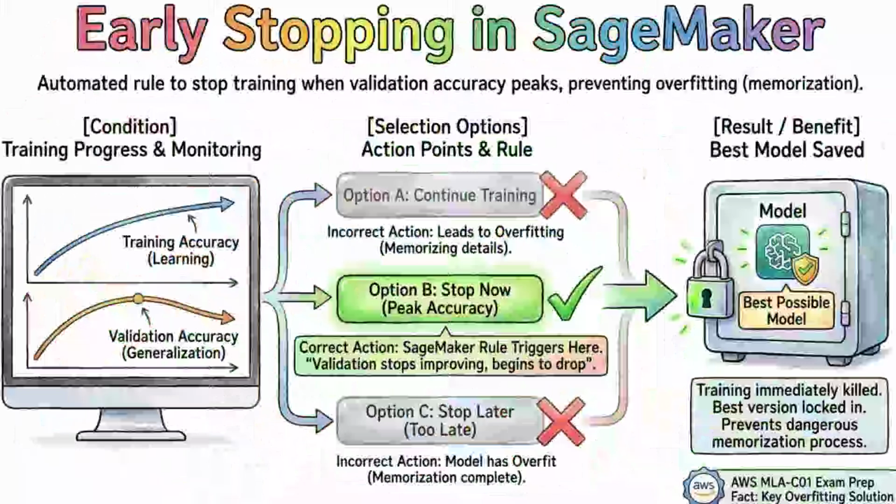Another highly effective and commonly tested method to stop overfitting is a technique logically called early stopping. Sometimes, if you let an algorithm train for far too many hours, it will eventually stop learning broad concepts and start memorizing useless microscopic details in the data. Early stopping is an automated rule you configure in SageMaker that constantly monitors the validation accuracy during the training process. The exact moment the validation accuracy stops improving and begins to drop, early stopping immediately kills the training job, locking in the best possible version of the model before the dangerous memorization process begins.